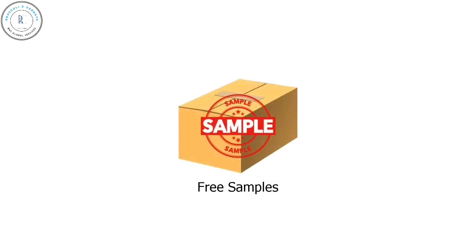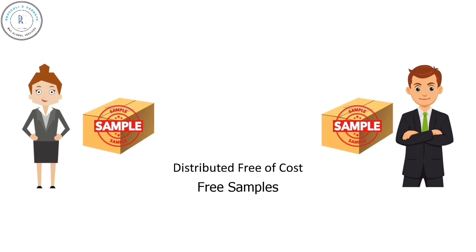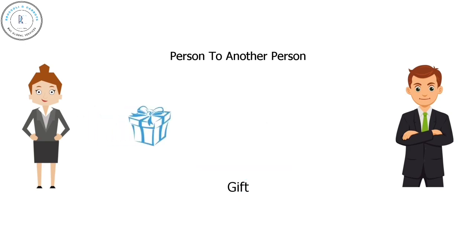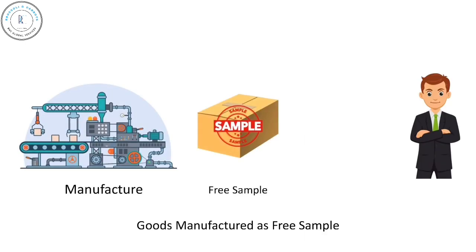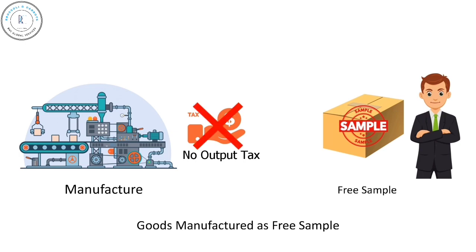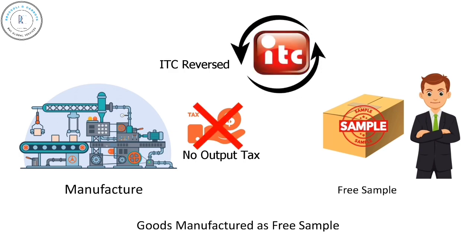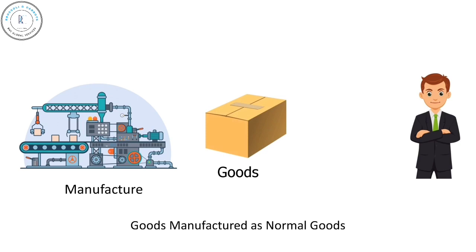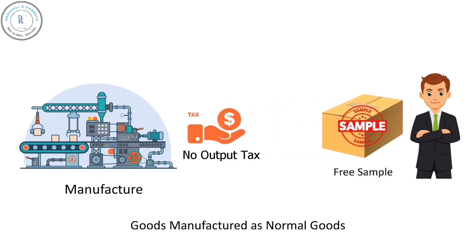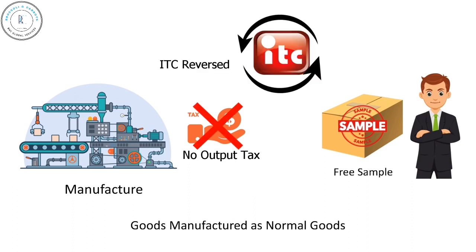Free samples are distributed free of cost, marked not for sale, and MRP is not printed. A gift is a voluntary transfer by one person to another without consideration. Certain conditions: goods manufactured as free samples and then distributed, no output tax is payable and ITC has to be reversed. Goods manufactured as normal goods and then transferred as free samples, no output tax is payable and ITC has to be reversed.